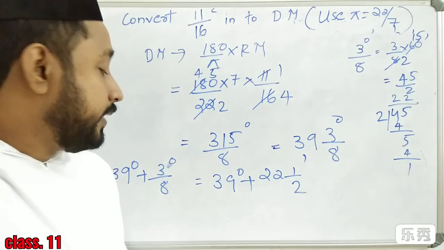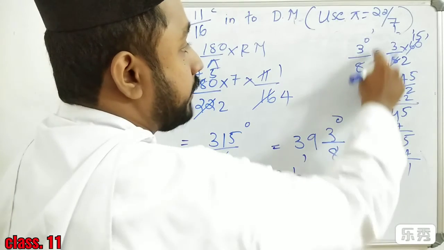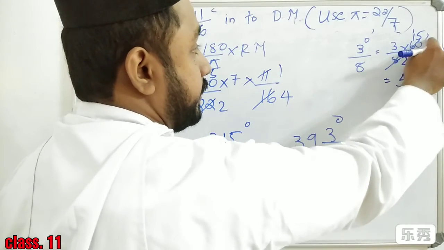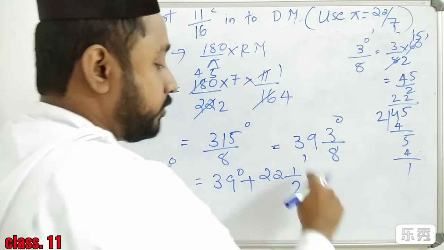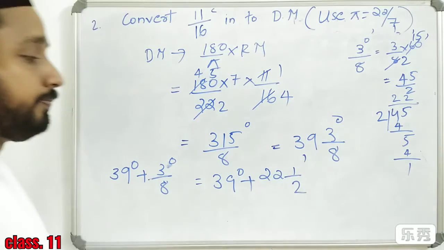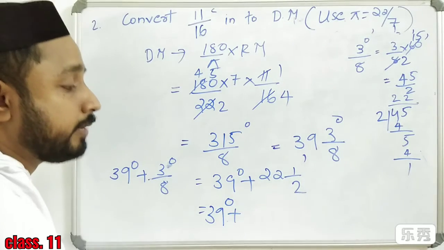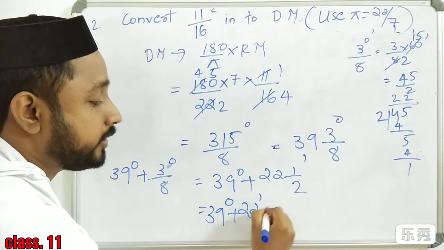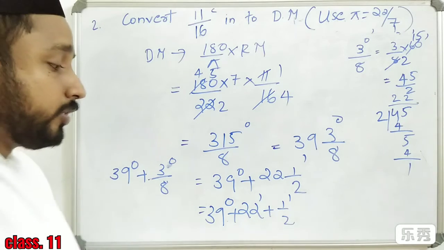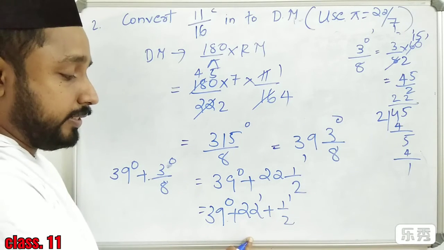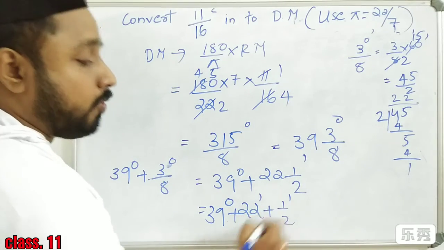So we got 39 degree plus this 3 by 8 degree changed into minutes, by 3 by 8 degree into 60 minutes, which means when we cut, we got 45 by 2. When we divide, we get 22 1 by 2 minutes, which means 39 degree plus 22 minutes plus 1 by 2 minutes.